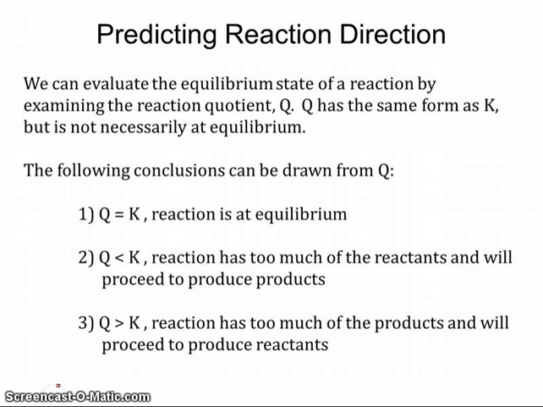And then finally, if Q is greater than K, I have produced too many products, and I need to go back and make reactants. So I need to convert some of the top of my fraction back into the things on the bottom, so that I have a smaller number on top being divided by a larger number. Both of those things lead to a reduction in the size of Q.